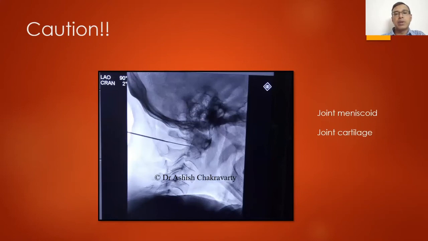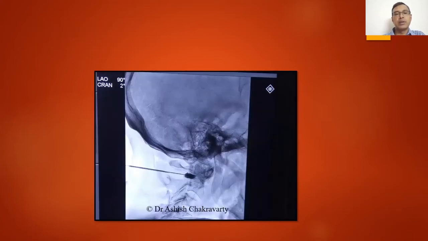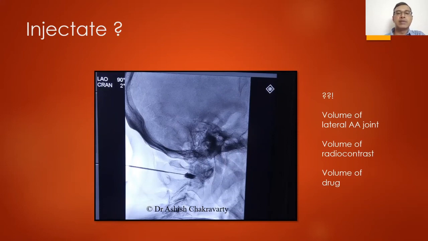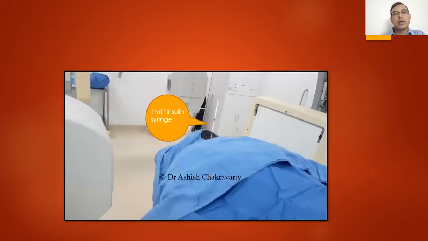Having confirmed the position of the spinal needle in lateral view and AP view, it is now time to inject the radio contrast. The volume of the atlantoaxial joint is approximately 1 ml. What I do is inject just 0.2 ml of radio contrast and not more than 0.5 ml of the actual drug which I intend to inject. Because I would not want to exert too much pressure and I would want accuracy with my injectate, I usually prefer to use a 1 ml syringe, which we pinch.